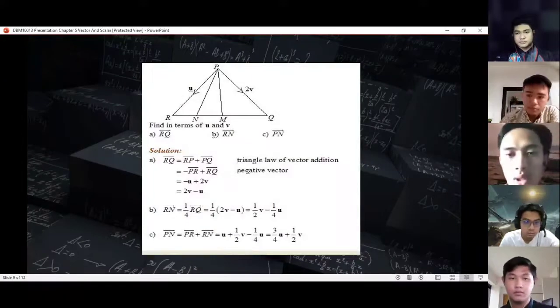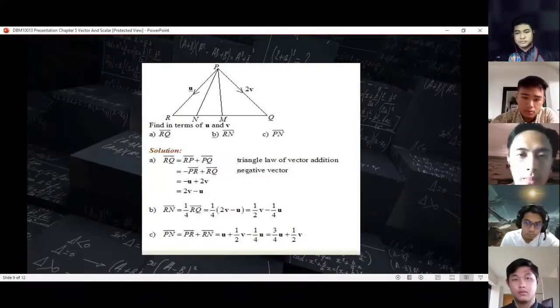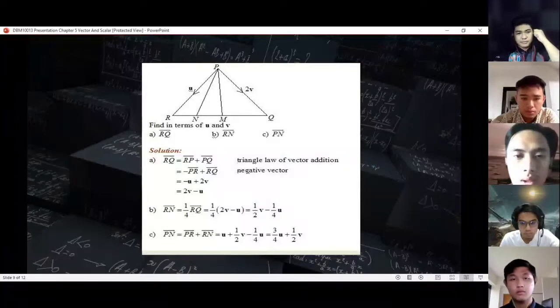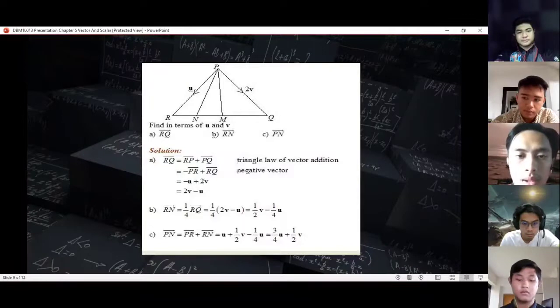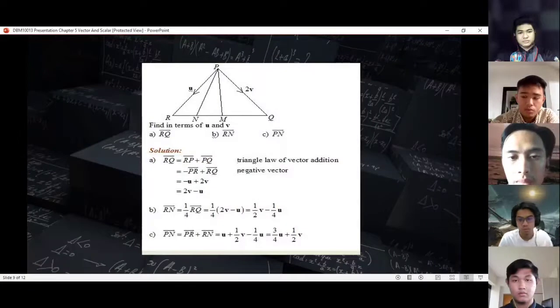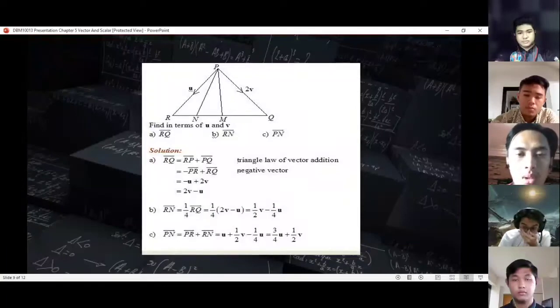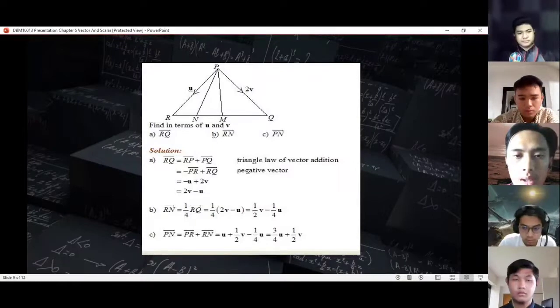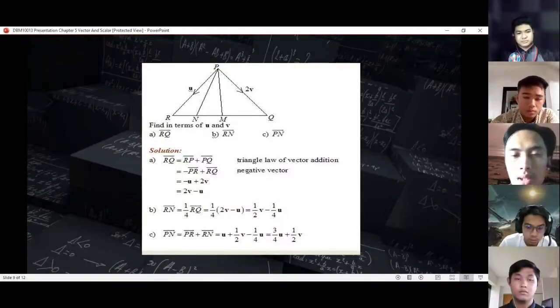We move to the next question. As you can see from the diagram, we have to find the answer for the question. The question from the diagram triangle is to find the terms of U and V for A, RQ, B, RN, and for the last one C, PN. For the solution to question A, PQ equals RP plus PQ equals negative PQ plus RQ equals negative U plus 2V, and for the last answer, negative U plus 2V is 2V minus U.